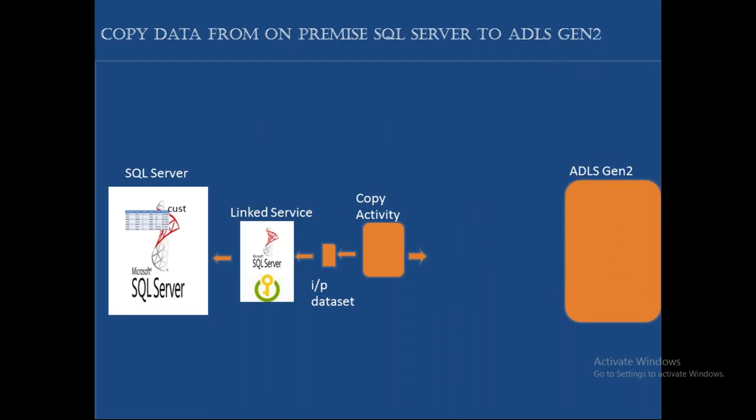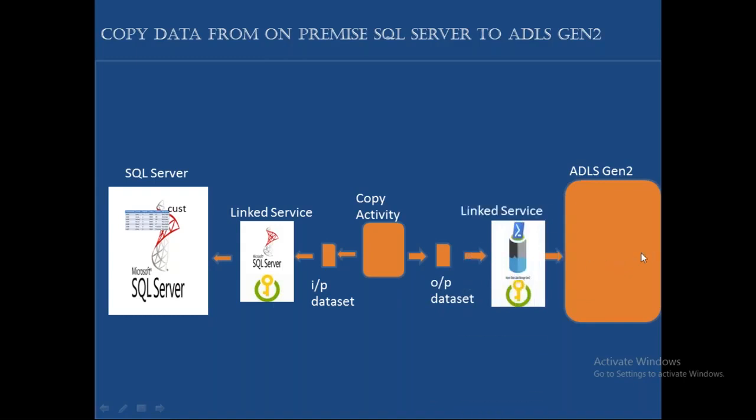What I'm trying to tell you is that you created the input dataset which points to the custom table, and now you want to copy this custom table into the cloud. That's why you need to use a copy activity. Then you need to create the output dataset which points to the ADLS Gen 2 folder. Before you point to it, you need to create a linked service. You need to connect to this ADLS Gen 2. Once you connect, you can load data into ADLS Gen 2 as custom.csv. Who is going to do all these things?